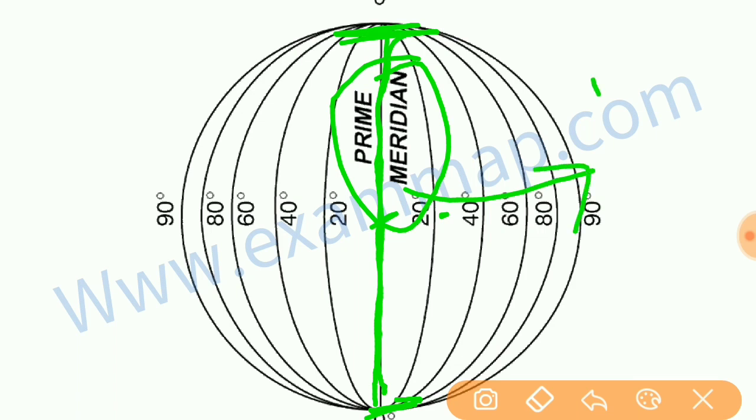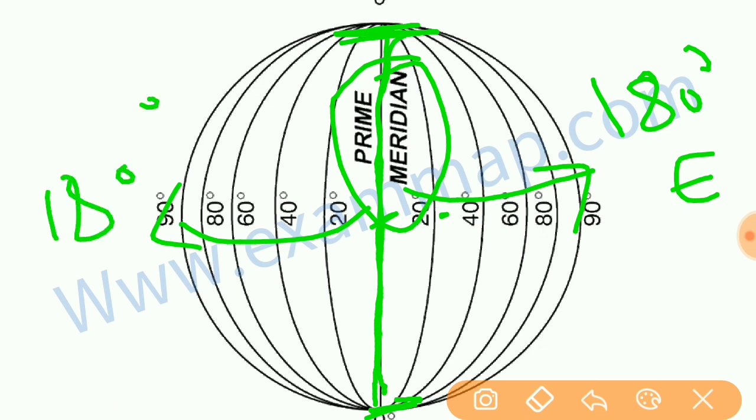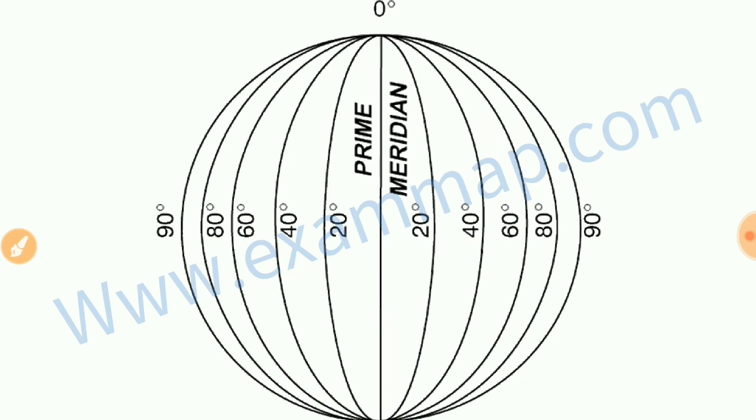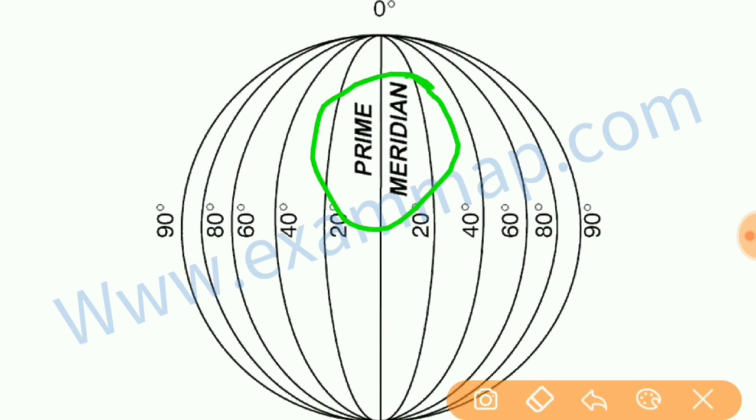This side part is known as 180 degree east and this part is known as 180 degree west. The prime meridian passes from the North Pole to the South Pole through the Greenwich Observatory in London, England.